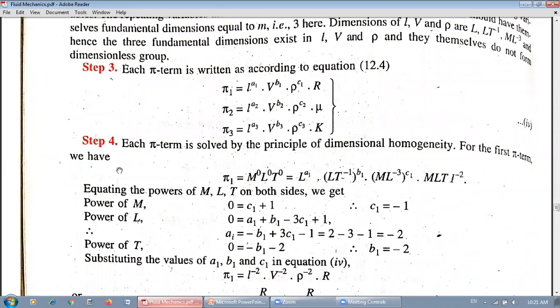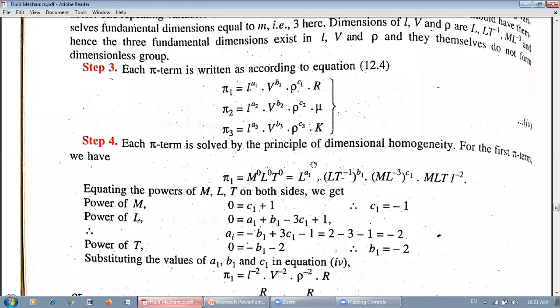So we have pi 1 equals to, okay, now the dimensions of pi 1, pi 2 and pi 3 are M raised to 0, L raised to 0 and T raised to 0. You have to consider it, it is given in the theorem. The dimensions of the pi terms are M raised to 0, L raised to 0 and T raised to 0, which is equal to, okay, now we have to write this particular L, V, rho and R in terms of dimensions.